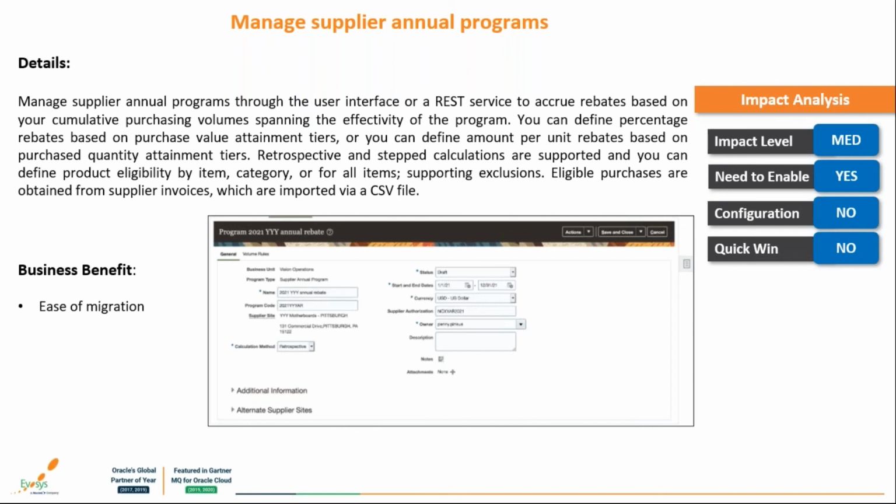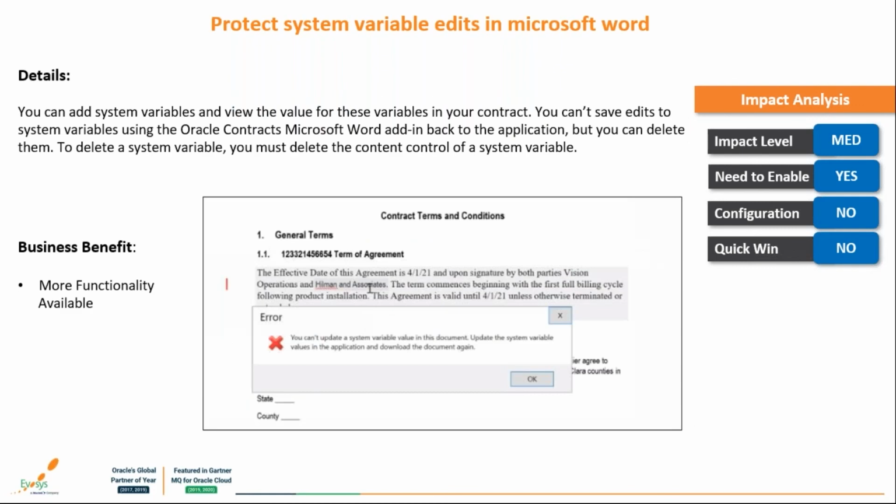The business benefit is ease of migration. The impact level is medium. You need to enable this feature. No need of configuration, and of course it's not a quick win for us. The next feature is protect system variable edits in Microsoft Word.